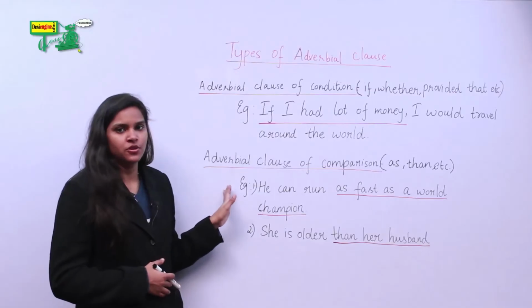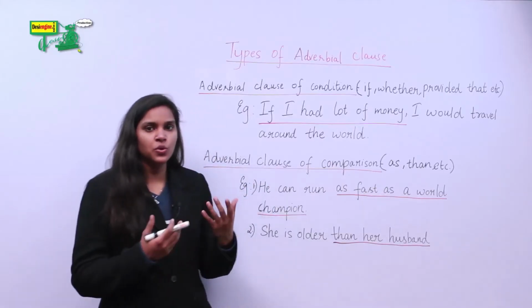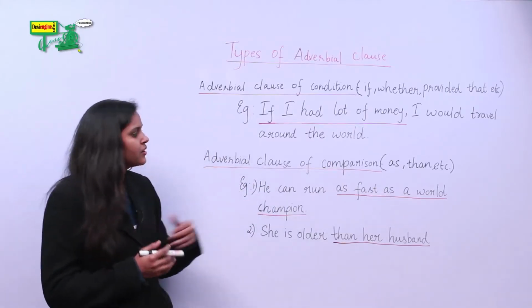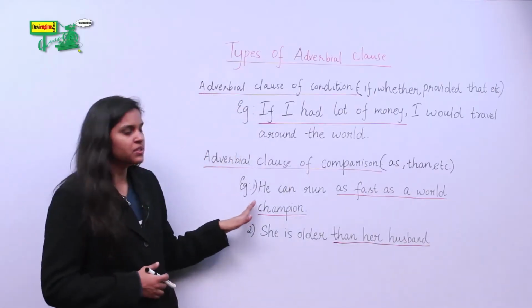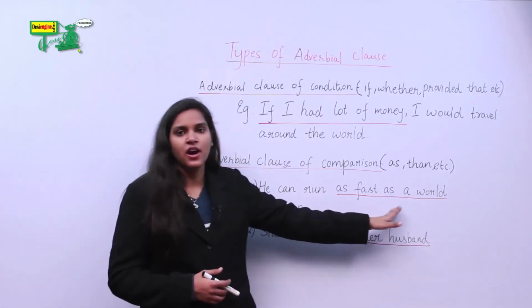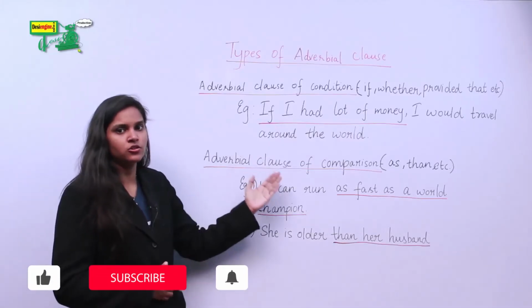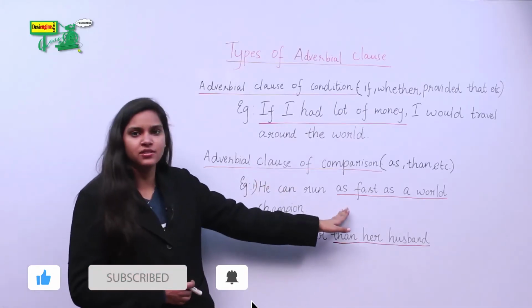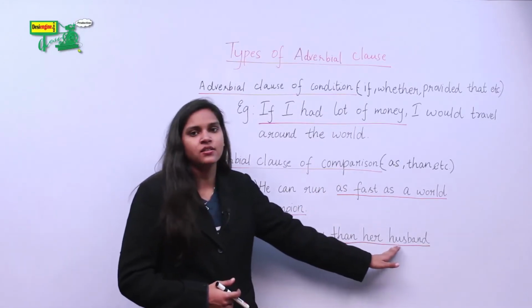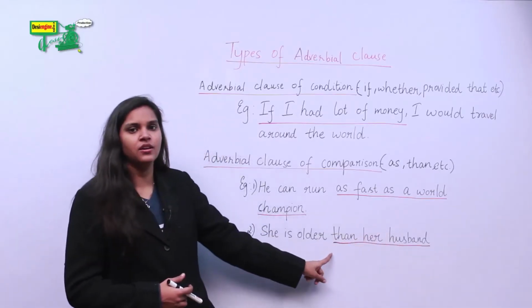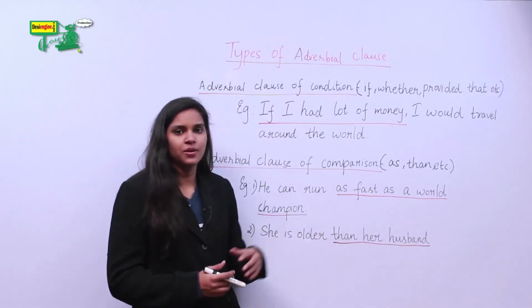Let's do the next kind of adverbial clause, that is the adverbial clause of comparison. The words that denote comparison are as, than, etc. Let's take an example. He can run as fast as a world champion. As the name suggests, adverbial clause of comparison, we are making a comparison over here. Let's do another example. She is older than her husband. Here also we are making a comparison. Than her husband is an adverbial clause of comparison.